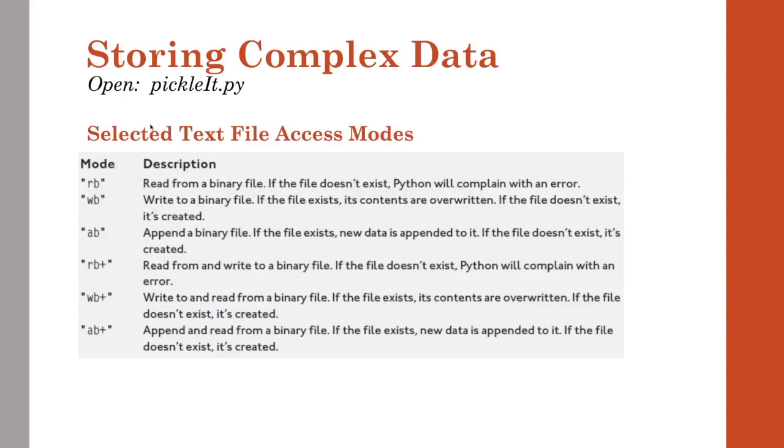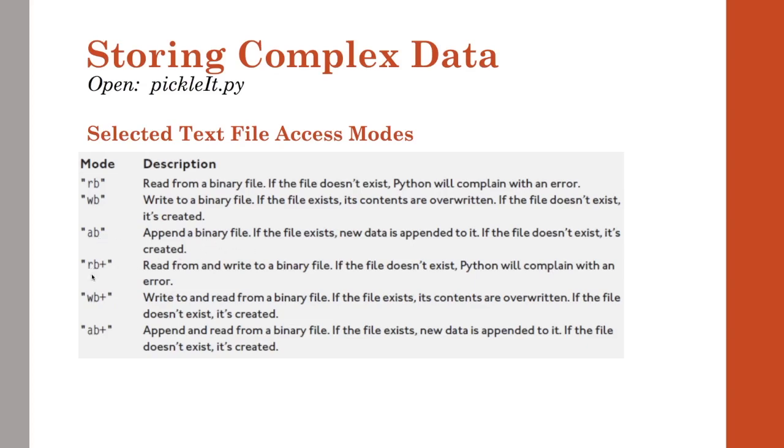So here's what we're going to do. In Picklet.py, we're going to show you how we can open information, but we don't do r, w, and a. We do rb, wb, and ab. Okay? The b stands for binary, so we can read a binary file. If it doesn't exist, Python will complain with an error. We can write to a binary file. Okay? If the file exists, it'll be overwritten. If it doesn't exist, it's created, and we can append to a binary file.